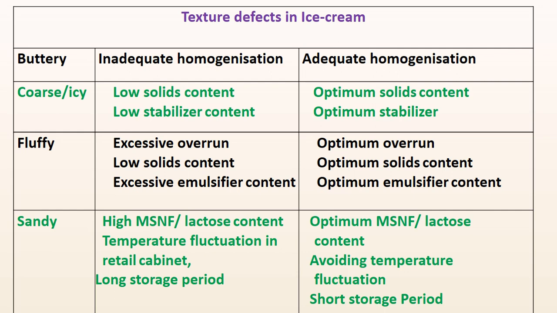The second one is coarse or icy. The cause is low solids content and low stabilizer content. The prevention is optimum solids content and optimum stabilizer content. The third one is fluffy. The cause is excessive overrun, low solids content and excessive emulsifier content. The solution is optimum overrun, optimum solids content and optimum emulsifier content.